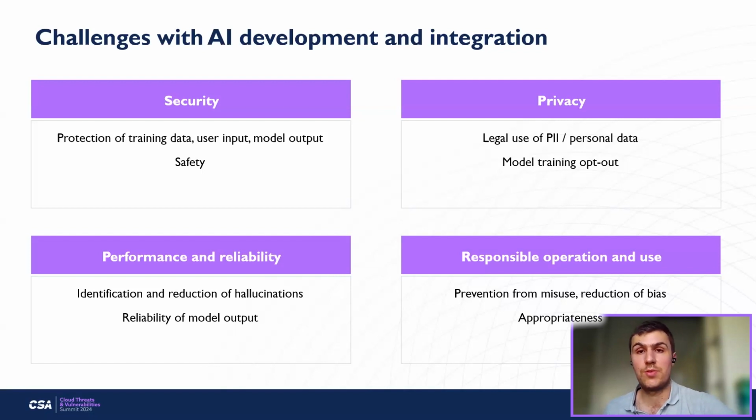We also see performance and reliability challenges, such as identification and reduction of hallucinations. It's something that is related a lot to quality, but at the same time it can also create security issues, or issues related to the actual application. If some data is generated and then used, we need to be pretty sure that it's genuine, valid, or based on some facts. That goes along with the reliability of the output.